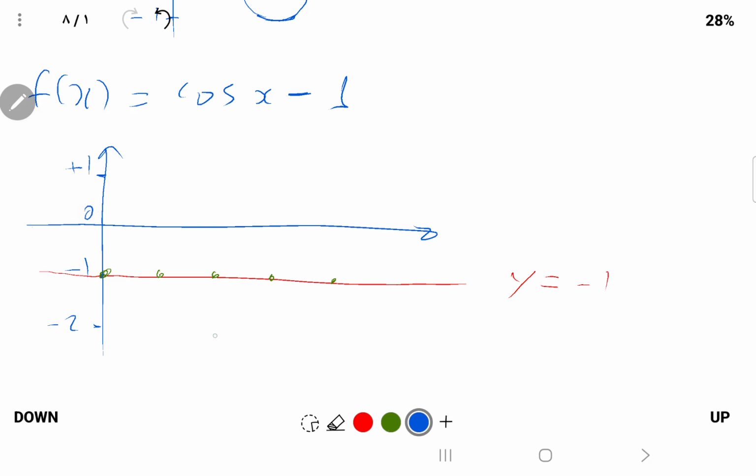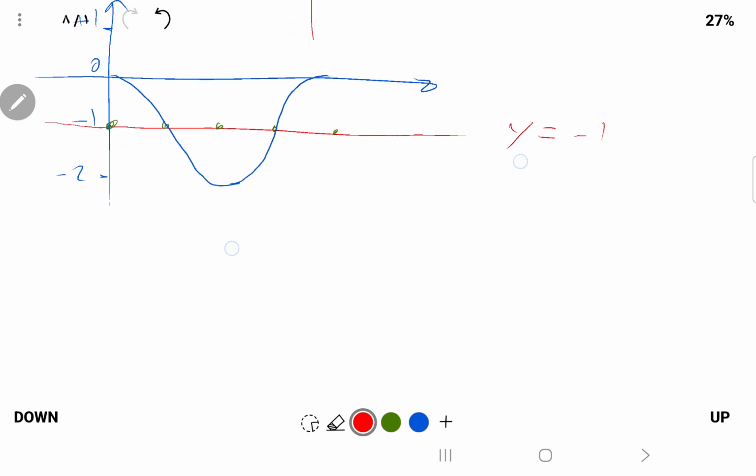So here you have a graph of the function like this. So what happened to the parent function? It was shifted 1 unit downward because of this minus 1. It was shifted 1 unit down.